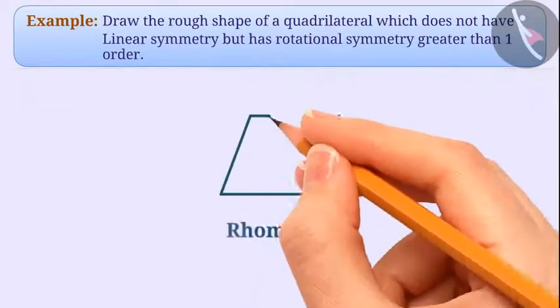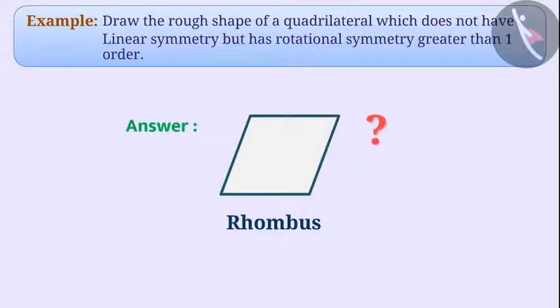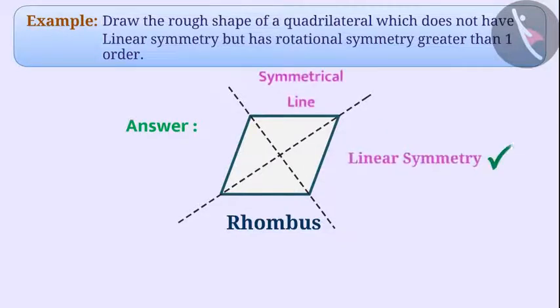Can a rhombus be the answer of this question? Think. Let us tell you. Two symmetrical lines can be drawn in a rhombus, so it has linear symmetry. But we need a quadrilateral that does not have linear symmetry. Therefore, this is not the answer of the given question.